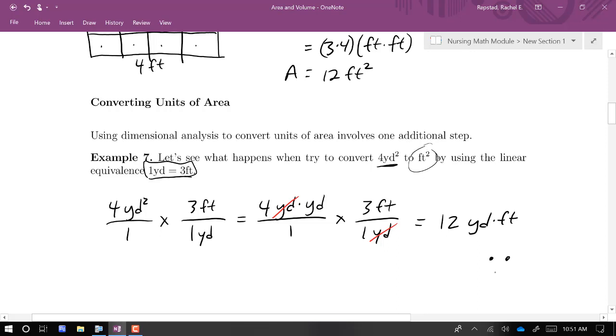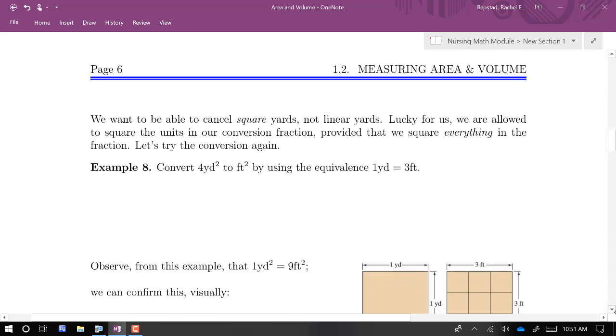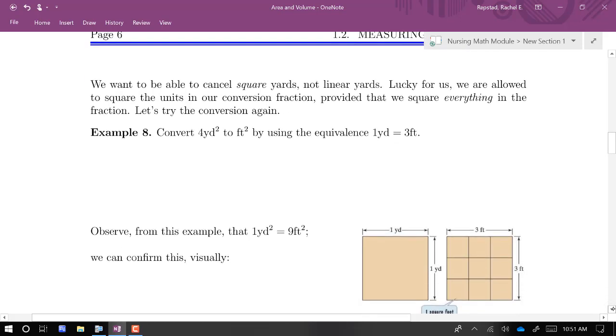So we need to make an adjustment. Now we're going to redo this same thing. What we need to realize is that 1 squared is equal to 1. That's not an earth-shattering fact, but remember that these fractions that we use when we are using dimensional analysis are equal to 1, right?